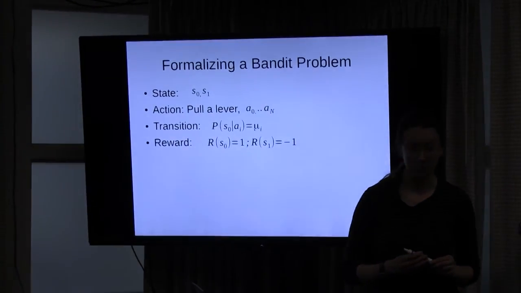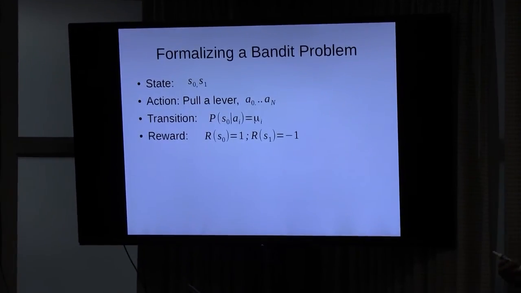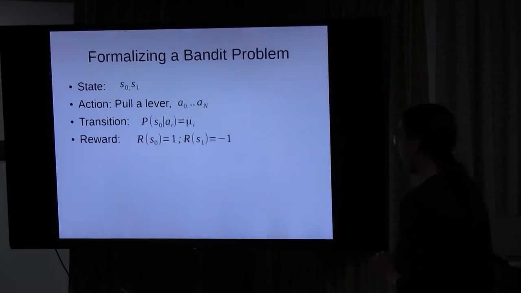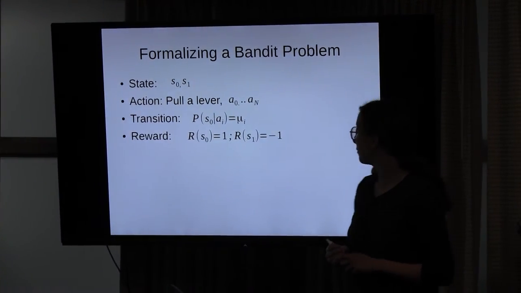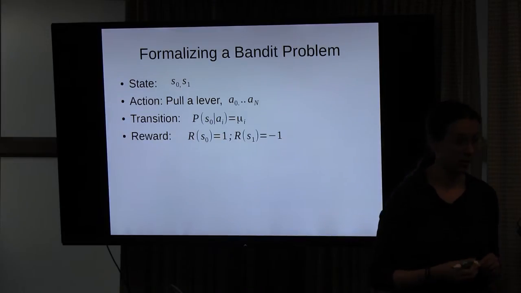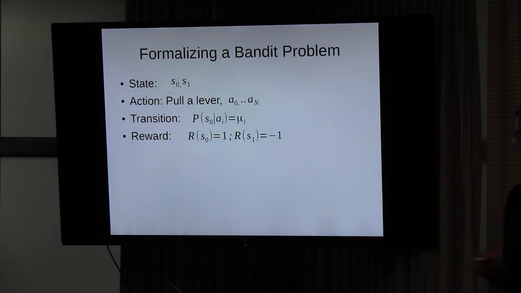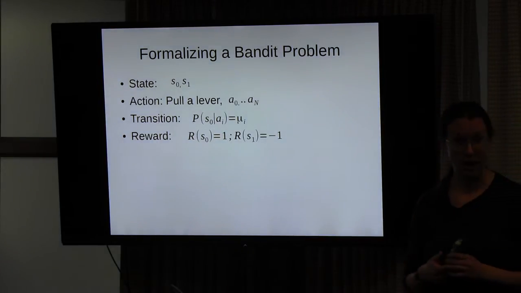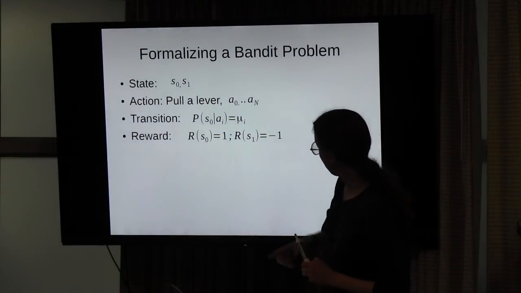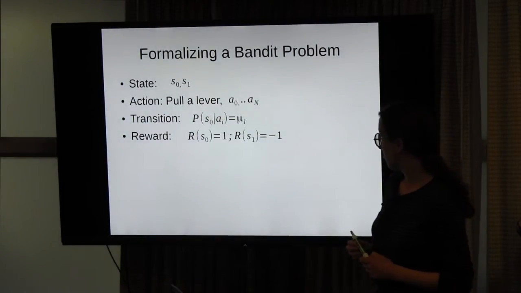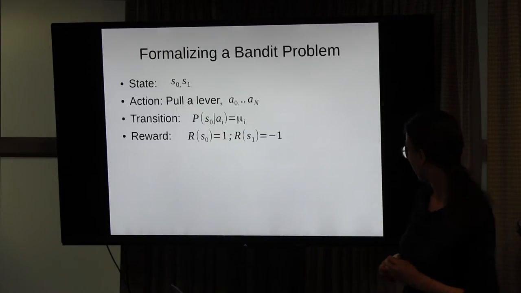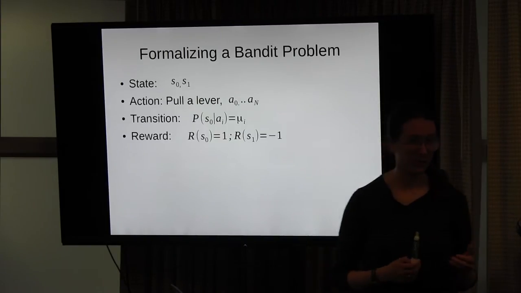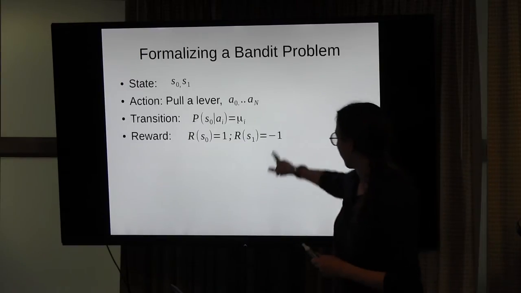So here's how you can formalize it as an MDP. You have a state and an action. You have to pull a lever from A0 to AN, whatever slot machine there is. There are only two states. The states don't correspond to which slot machine you pull, the actions do. Then your transition basically takes you to the S0 state, where you get a cookie, or the S1 state, where you don't get a cookie. Yeah, minus one.